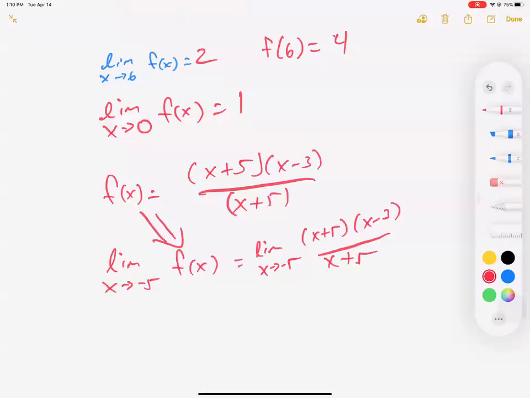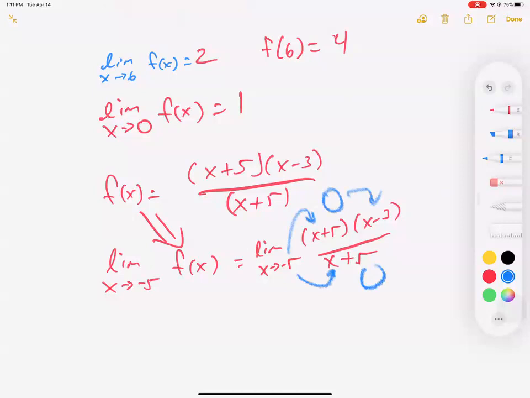Now, here is the problem. If I plug in negative 5 into the problem, we end up with 0 and 0, don't we? And 0 times anything is 0. So we know that it's not going to work there. We know that there's a hole. Some of you guys have realized that. It's going to be a hole here.